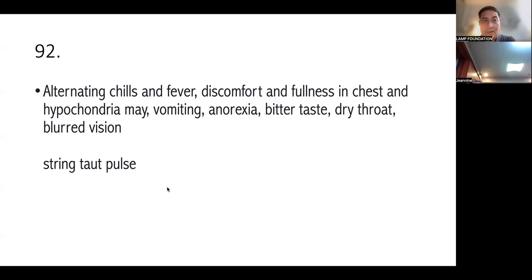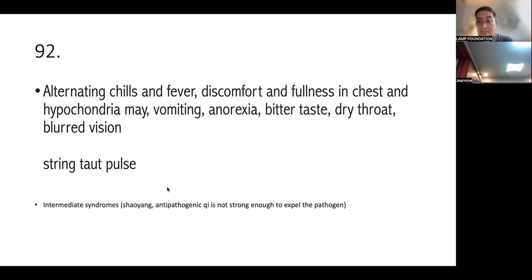Ito, alternating chills and fever. Kanina yan. Yes, Xiaoyang. Yes, or the intermediate syndrome. Intermediate syndrome is so ibig sabihin, the antipathogenic Qi is not strong enough to expel the pathogen because all you did was to remove the bacteria or the virus. You did not strengthen the immune system.